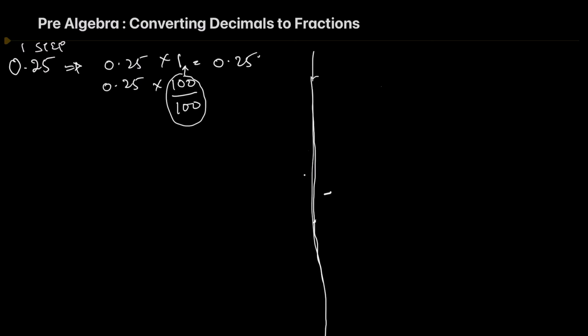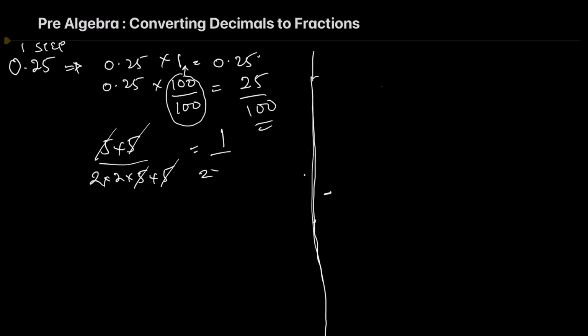Now, when you multiply this number, you get 25 over 100, and this is good enough for the answer, but we want to get it to the lowest form. So we could split the numerator and the denominator into their factors. The factors of 25 are 5 times 5. The factors of 100 are 2 times 2 times 5 times 5. This means we can cancel 5 from 5 and 5 from 5, and we're left with 1 over 2 times 2, which is 1 over 4, because 2 times 2 gives you 4.